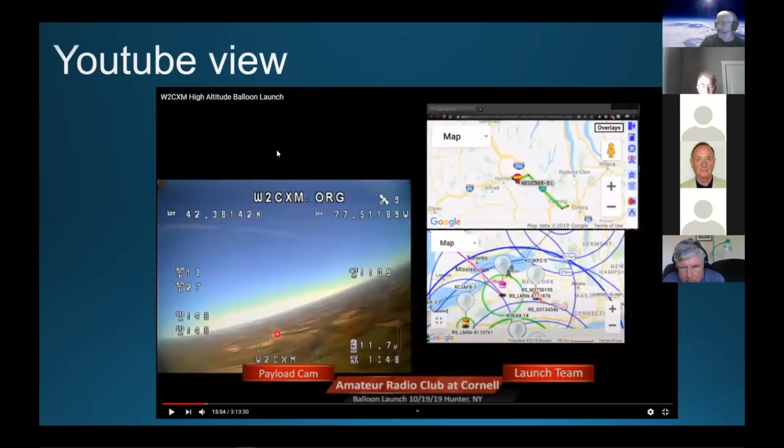So this is a view of what our producer was putting up on the web, based on all the stuff that was being fed into that RTMP server. So he had live video coming. This is from the chase vehicle, sending it over my cell phone tether. So we had the payload camera here, and this is when we were just at 1,000 feet altitude.